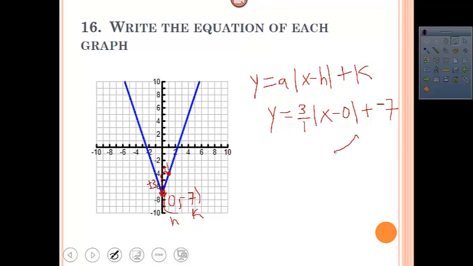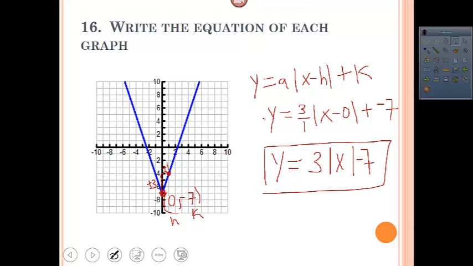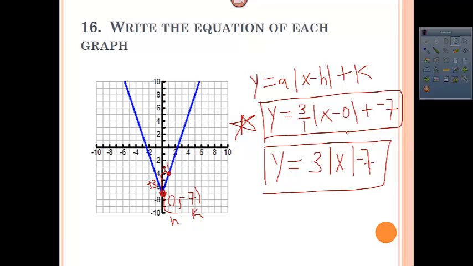That's one way of putting it, and I would accept that as an answer, because that shows me the intricate details. If you wanted to clean it up a little bit, it could be y equals 3, absolute value of x minus 7, and that would be acceptable as well. Both are acceptable for me, because the top one, even though it's not fully simplified because you have the plus and negative and the 3 over 1, shows me the details of the absolute value function.